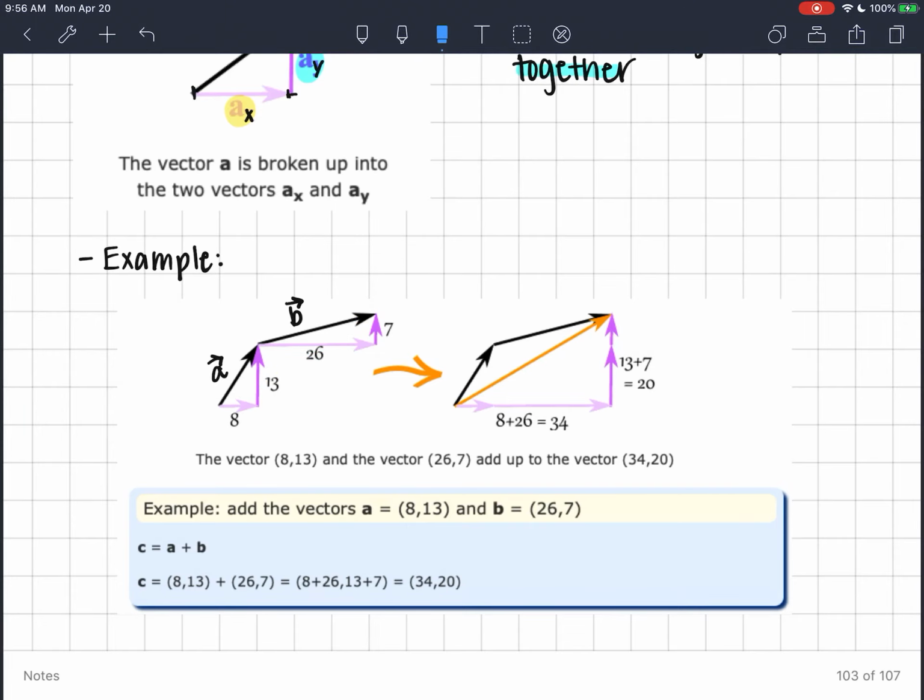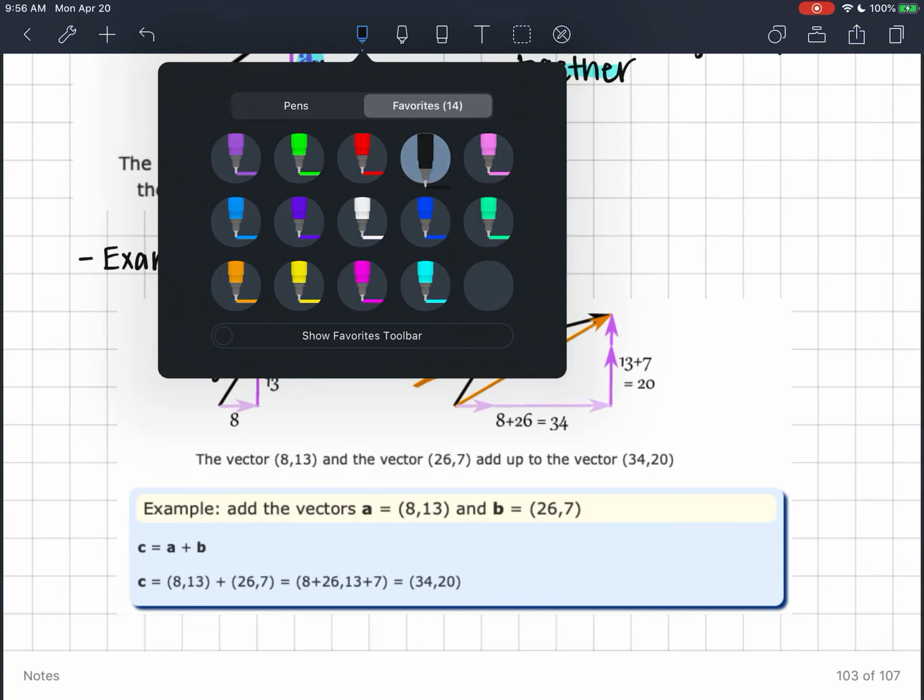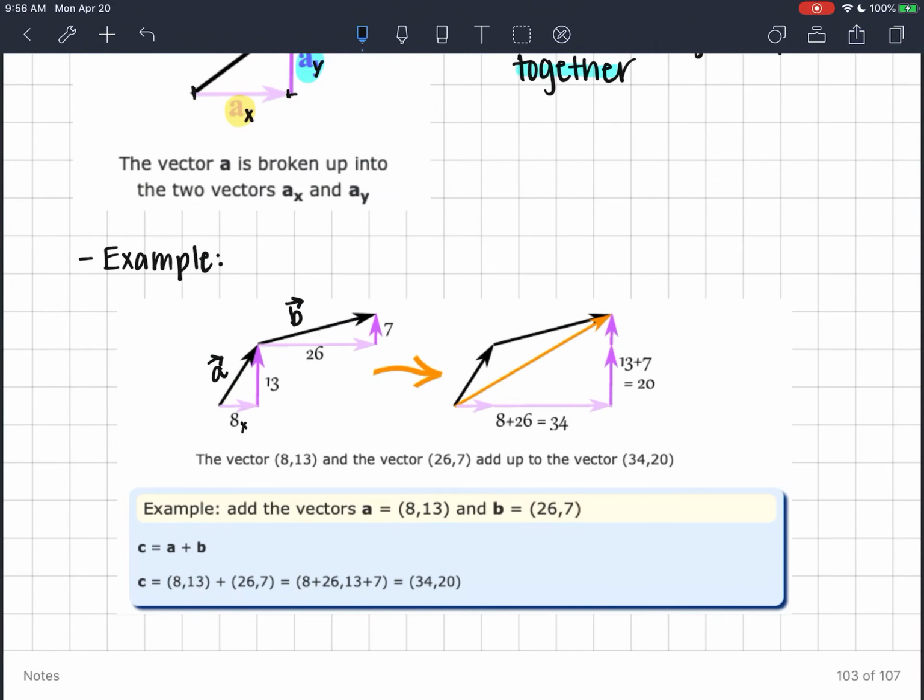So instead, I'm going to break up my vectors into x components and y components. And when I draw my sum, my resultant vector, which I'm going to call my sum, I can add up both of the x's and add up both of the y's, and that'll get me my total x component and my total y component for this sum.